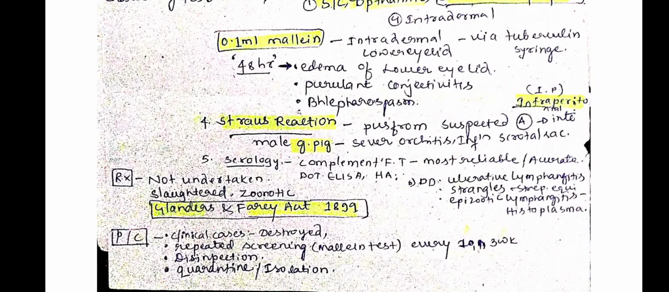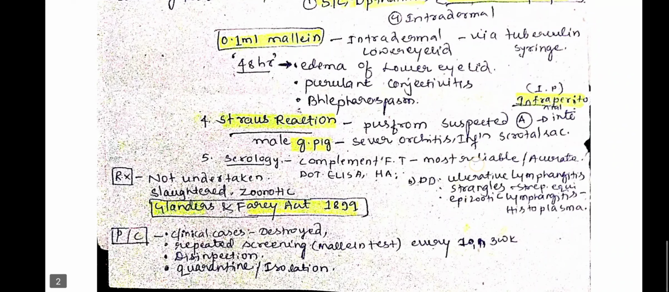male guinea pig. The injection into the male guinea pig will be via the intraperitoneal route. There will be severe orchitis, and along with that, the scrotal sac will be swollen. If the guinea pig shows symptoms like orchitis and a swollen scrotal sac, the animal from which the pus was collected will be considered positive for Glanders.